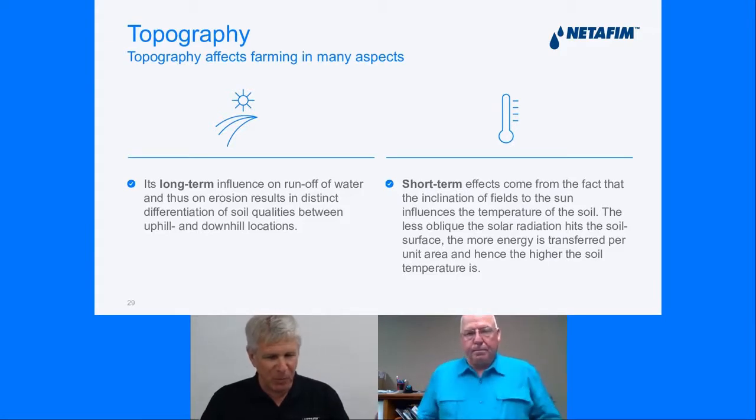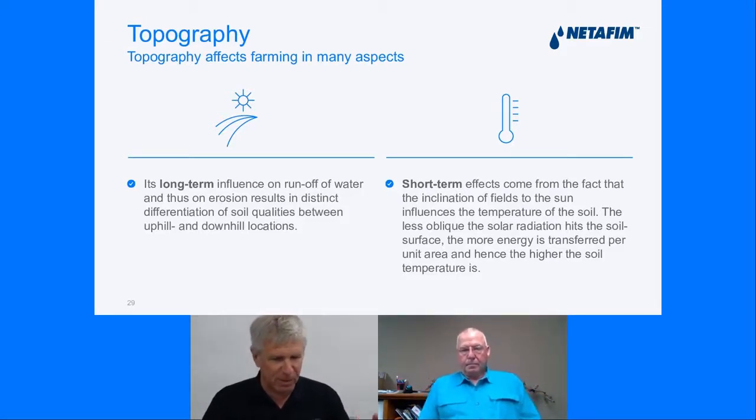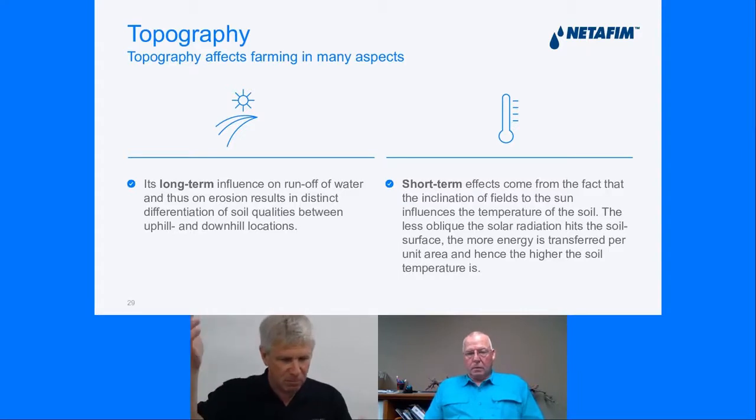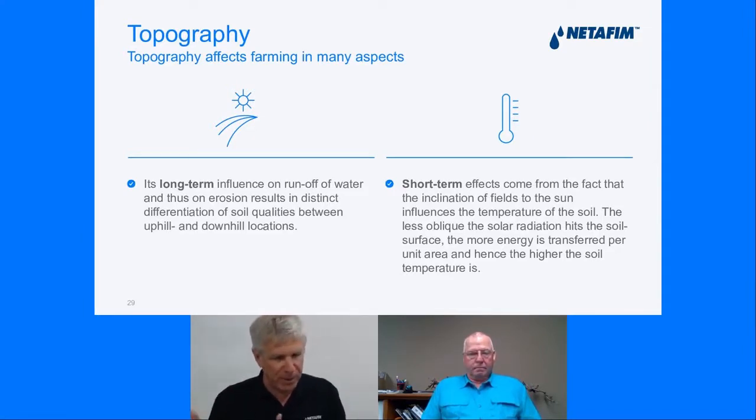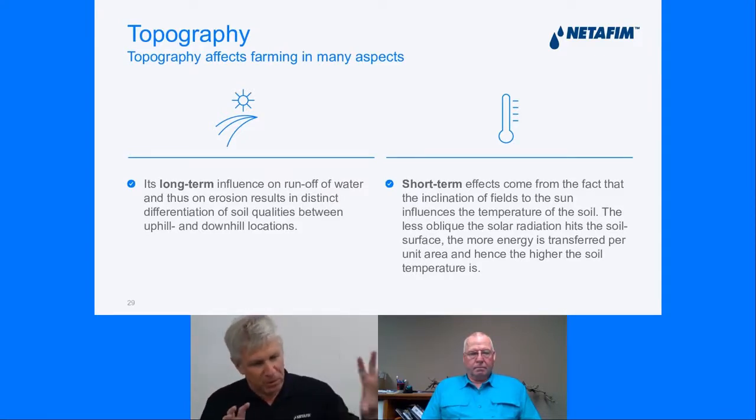There is long-term influence and there is short-term influence. Long-term influence is when there is uphill and downhill. The uphill is more exposed to erosion by wind or by water. Over there, the soil layer, or the soil profile, is going to be shallower than what we expect to see on the downhill location. So we need to look at them as two different plots, where the water demand and the irrigation interval are going to be different. It's not going to be the same.